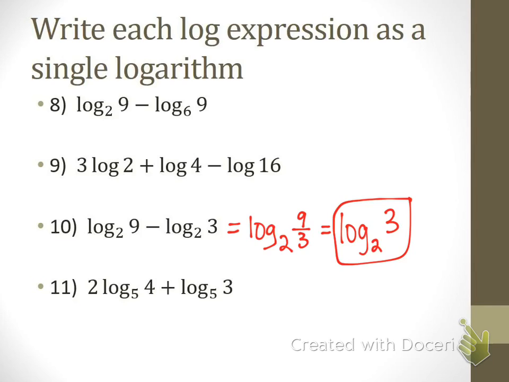Number 11. What property or properties do we need to use? Product. Product and power. Which one should come first?